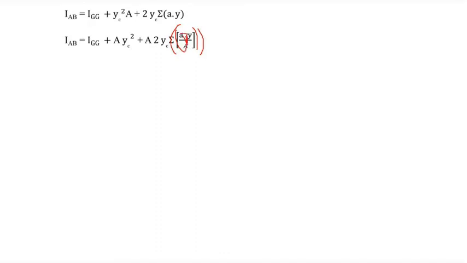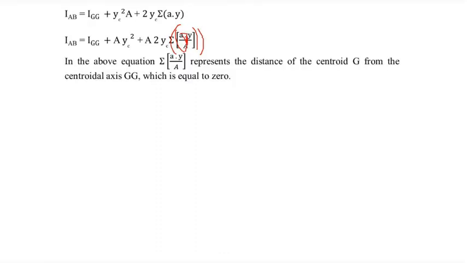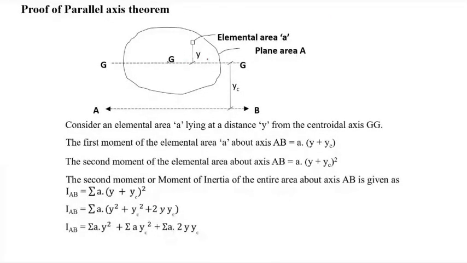So sigma Y bar. We know that in case of Y bar, right? The centroid distance we found in the previous unit: A1 Y1 plus A2 Y2 plus A3 Y3, divided by capital A. So this is Y bar. And what do you mean by sigma Y bar? Sigma Y bar is nothing but the distance of centroid G from the central axis GG.